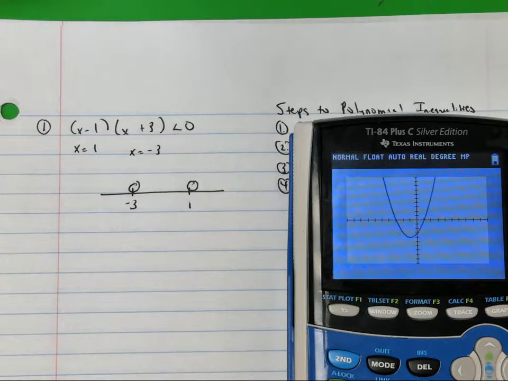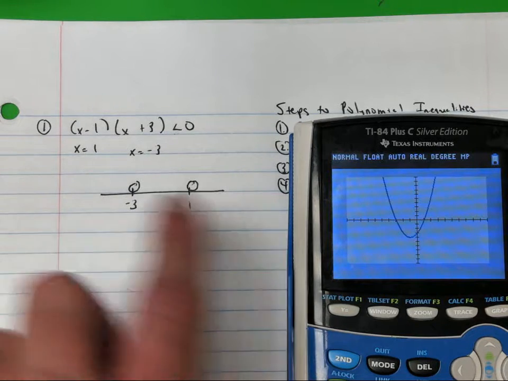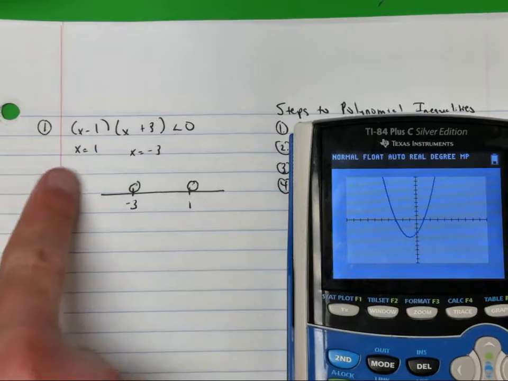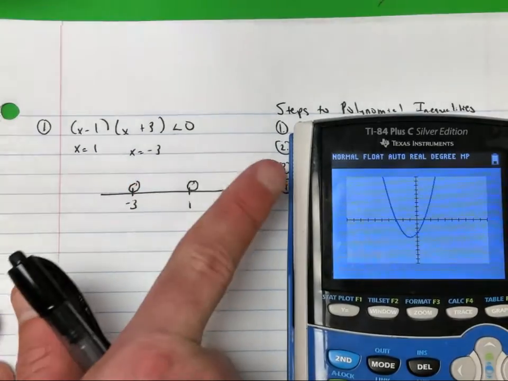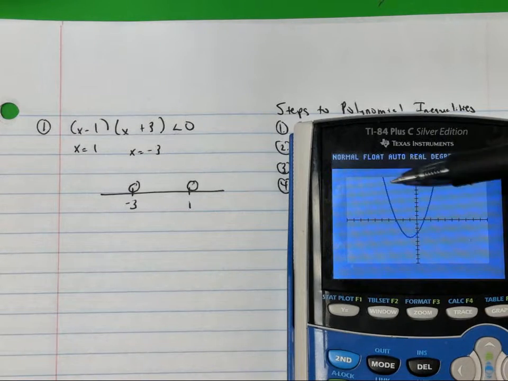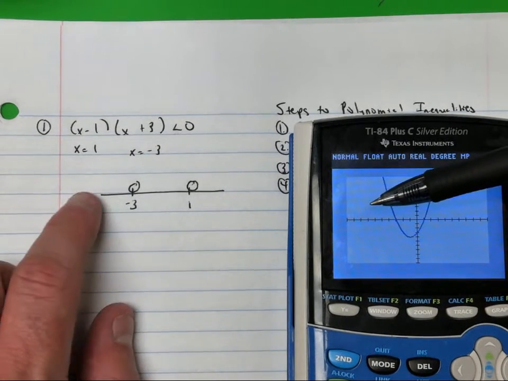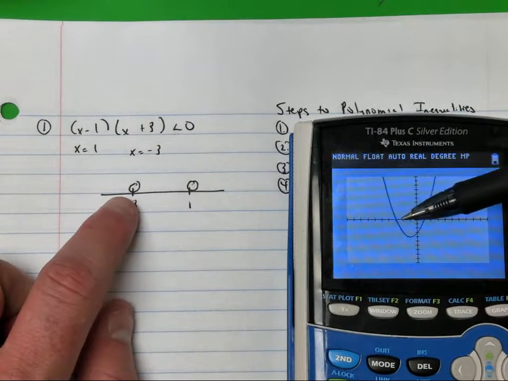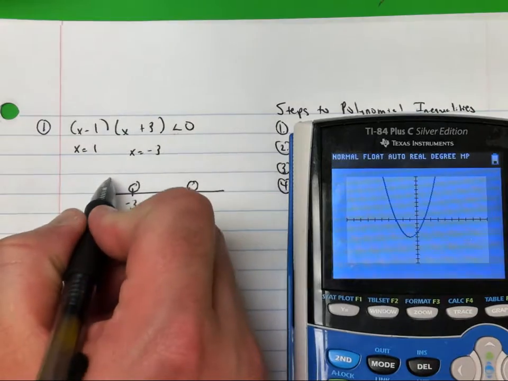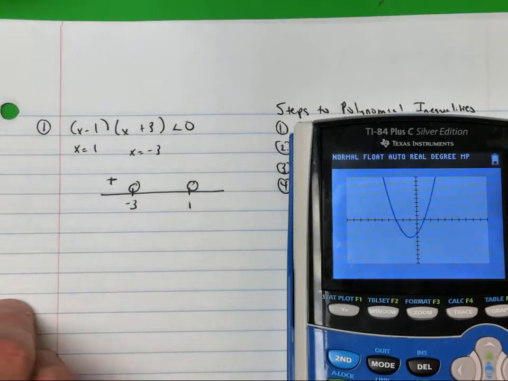Now, guys, what we're going to do is look at our graph. There are 3 intervals that could be our answer: the region over here, the region here, the region here. If you notice, from negative infinity to negative 3, our y values are above the line. That means our y values will be positive. So I'm going to put a plus right there for positive.